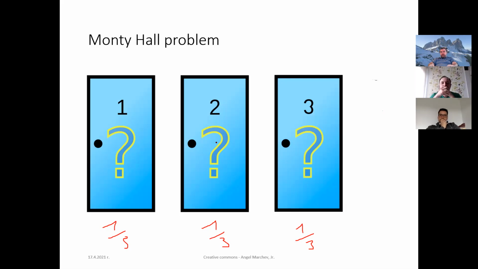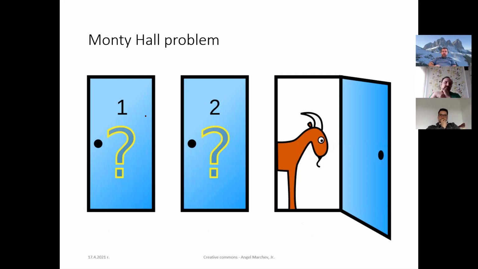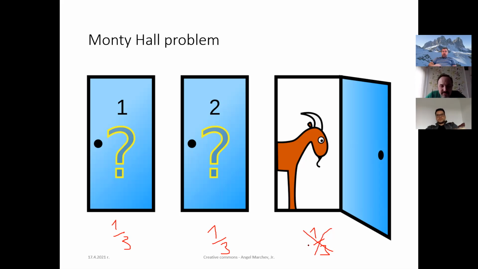Then what happens is that you state your own door. Let's say door number 1. It doesn't really matter. So you state door number 1, and if you remember, this was 1/3, this used to be 1/3, and this used to be 1/3. This is how they used to be. Now this obviously becomes 0, right? No, we don't count this. But the question is, what happens to this and what happens to that?